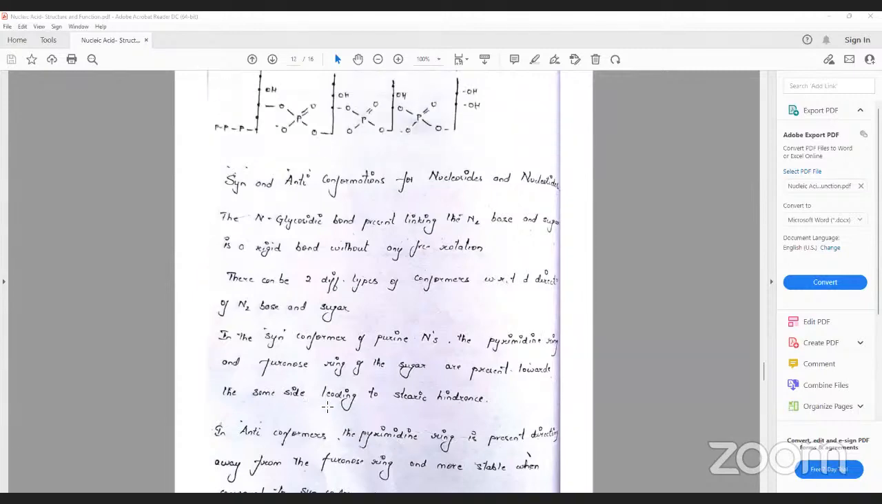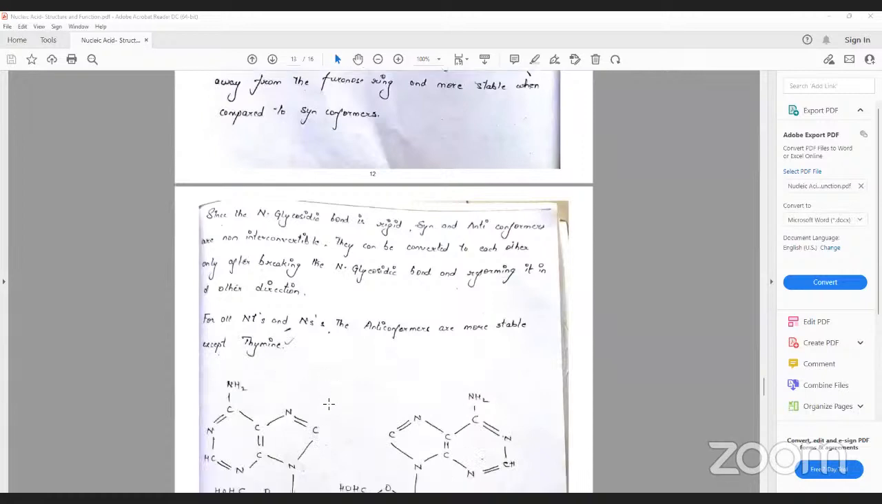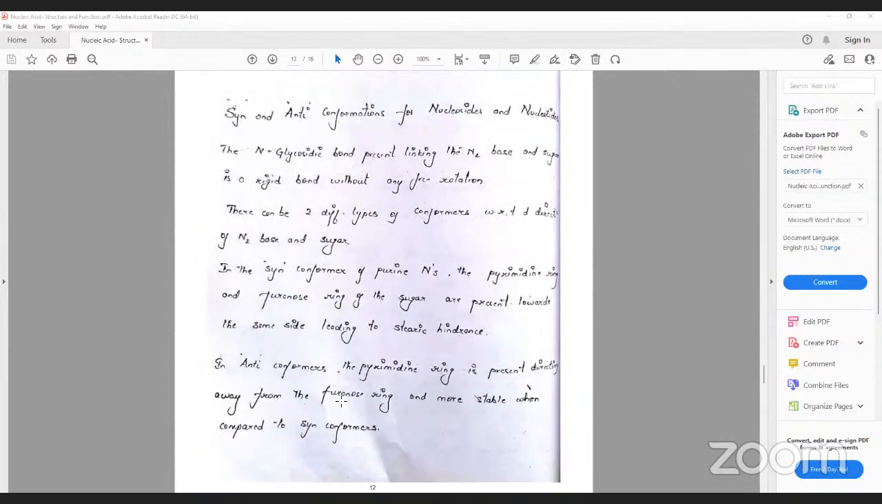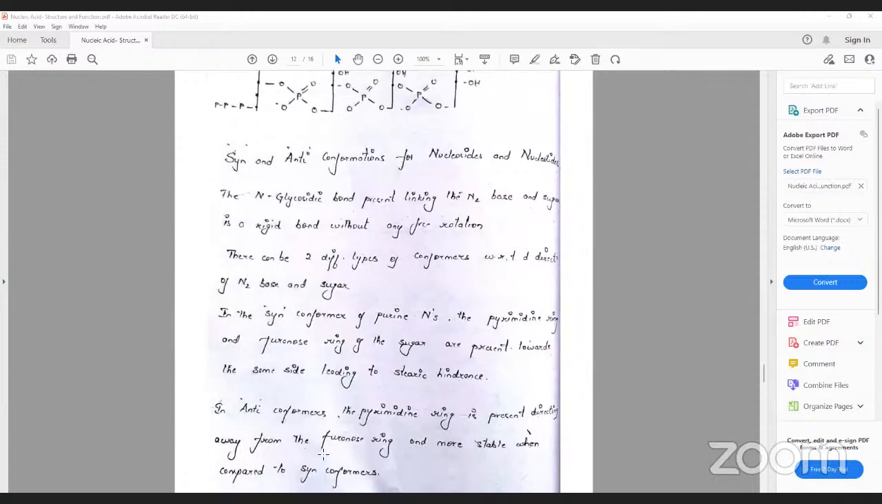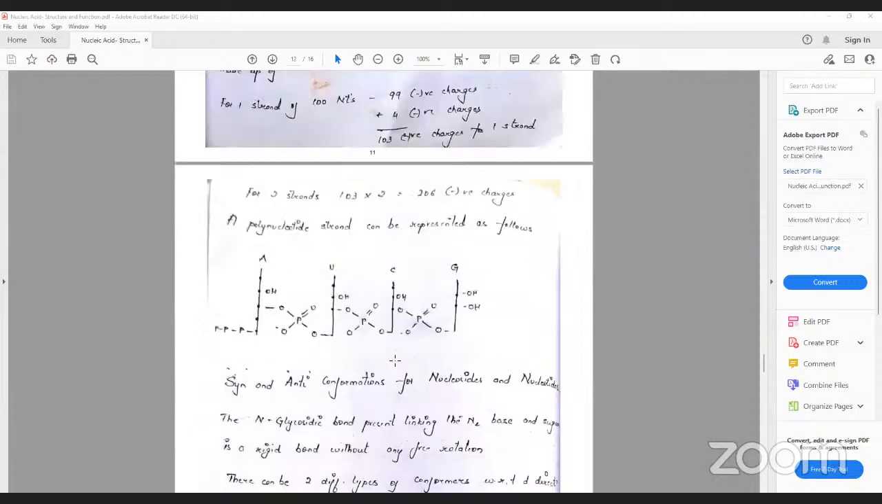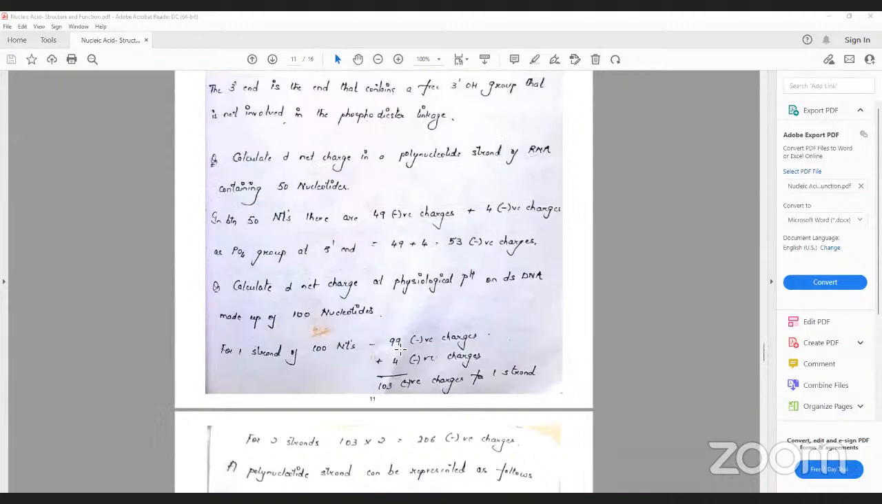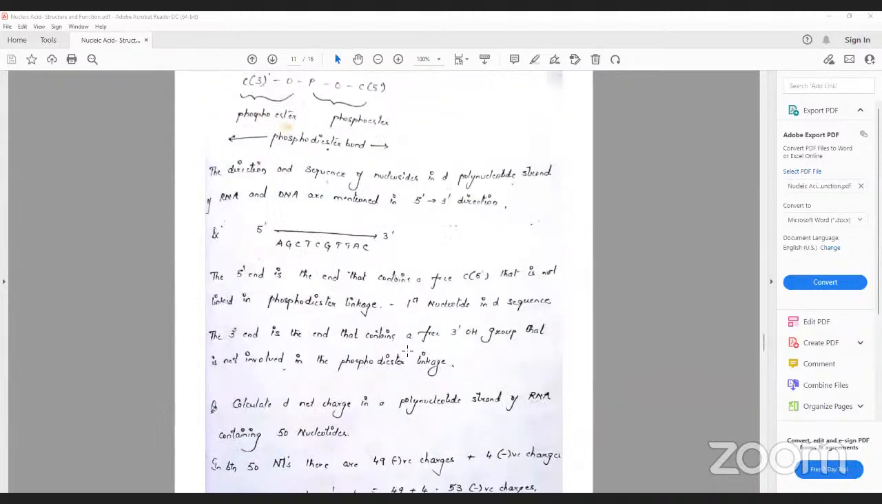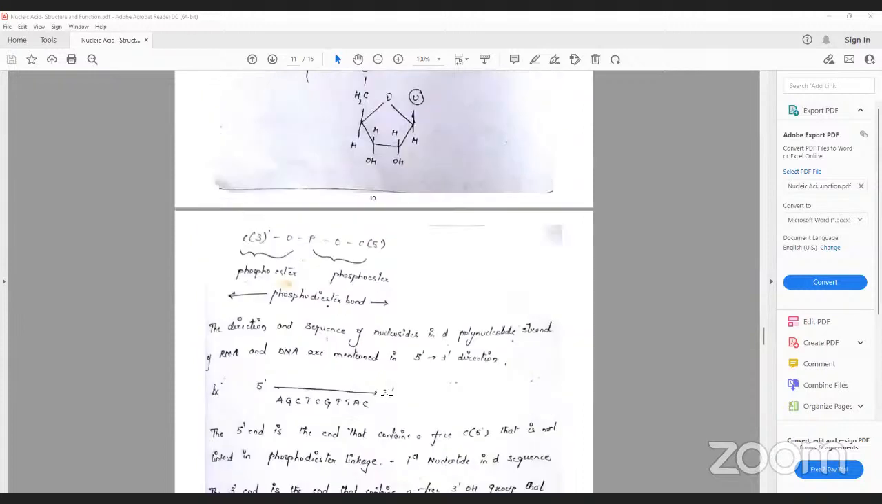And syn and anti conformations, if you can remember, it is well and good, but you should know which one is more stable. And the bond formation is important: which carbon is linked with which nitrogen in purines, and which carbon is linked with which nitrogen in the pyrimidines during formation of the nucleoside. If you have anything, yes, I'm open for discussion. You all can put your message in the chat box also.